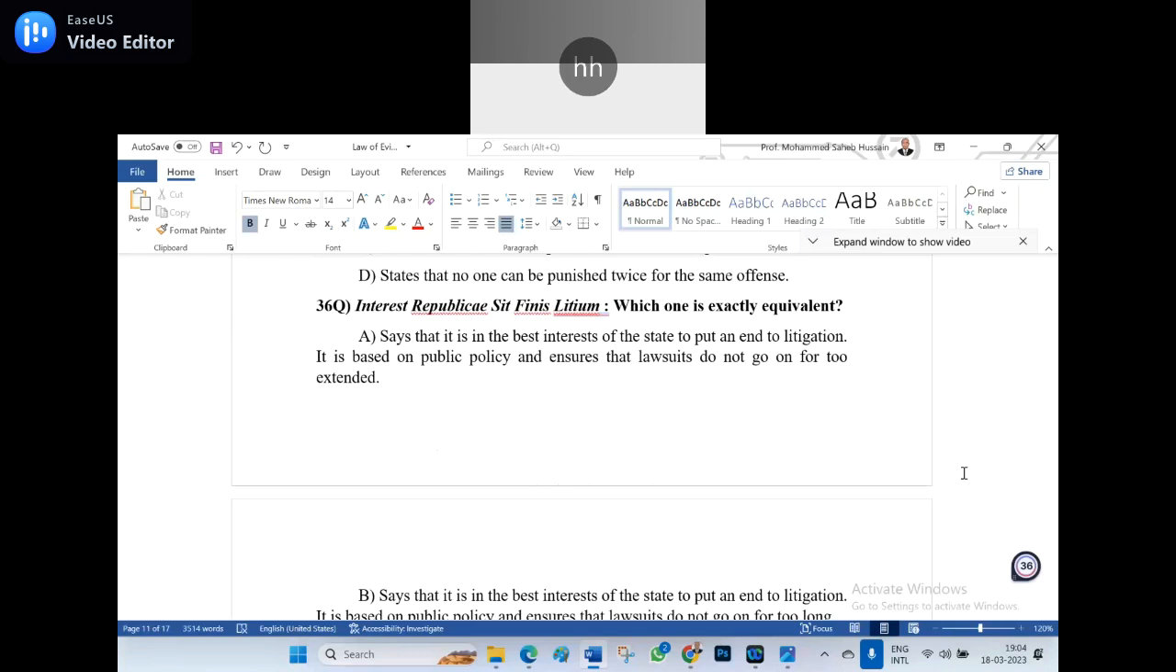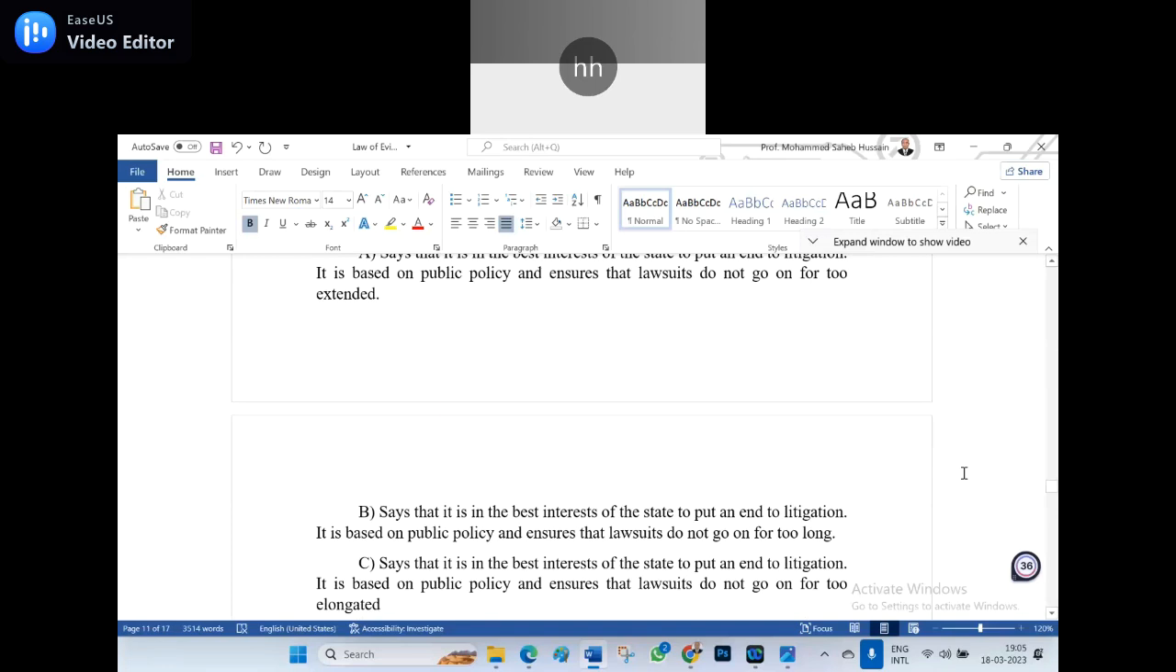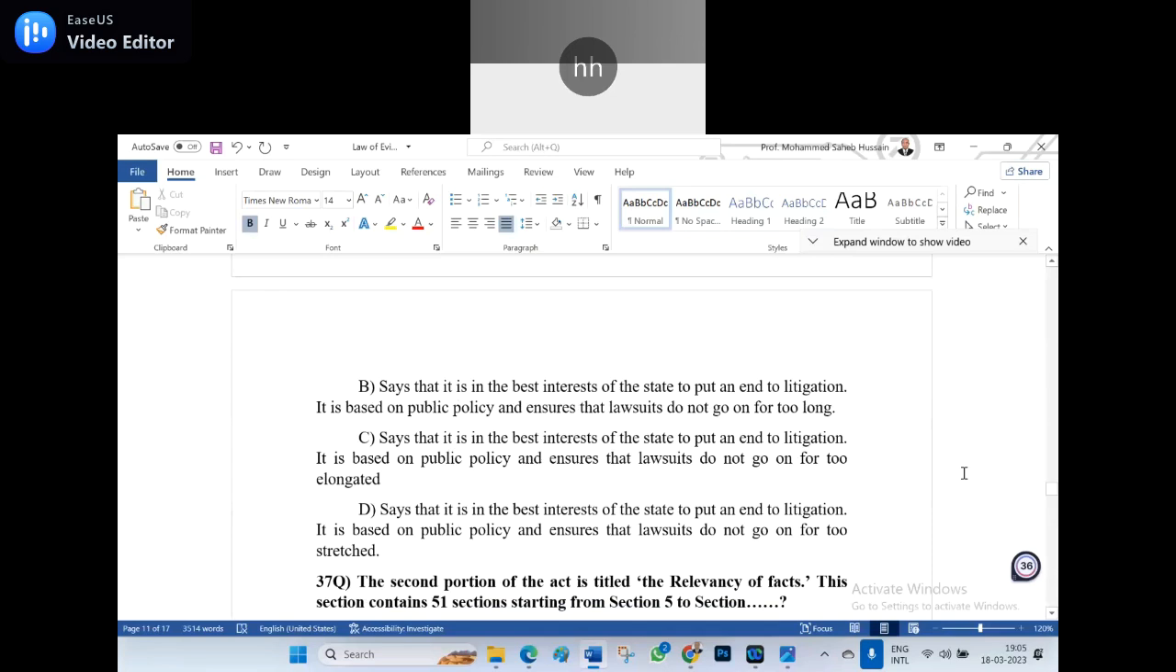Now, what is the exact meaning here, which is the right answer? A says that it is in the best interest of the state to put an end to litigation. It is based on public policy and ensures that lawsuits don't go on for too long. B says that it is in the best interest of the state to put an end to the litigation. It is based on public policy and ensures that lawsuits don't go on for too long. C says that it is in the best interest of the state to put an end to the litigation.